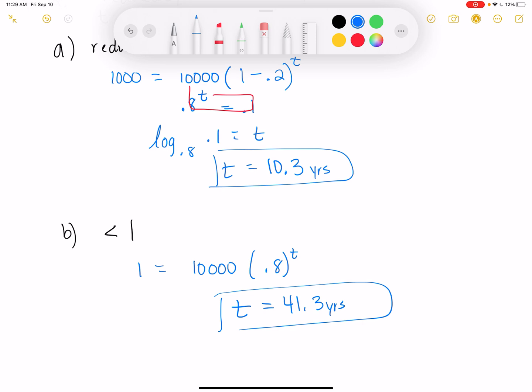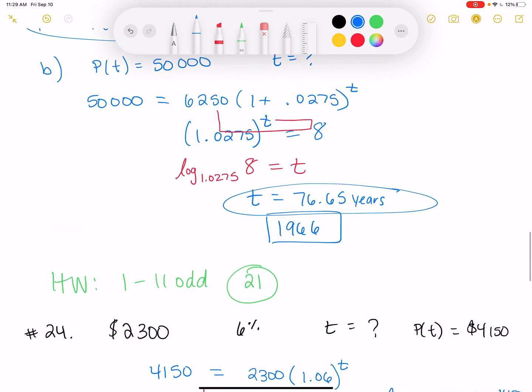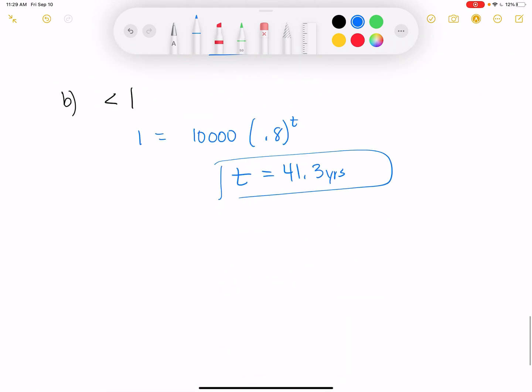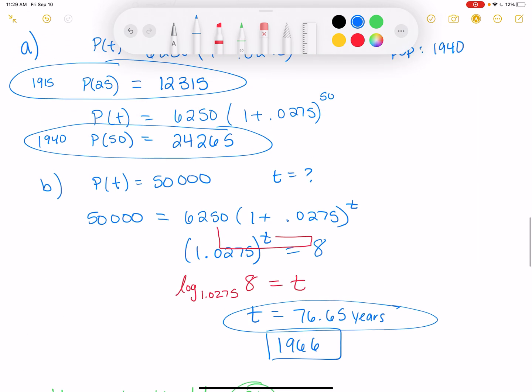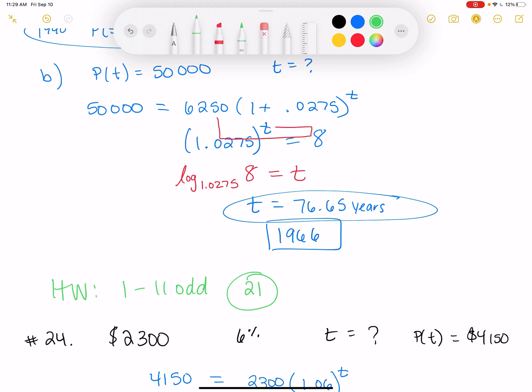So adding on to what I gave you yesterday, what was the last one I assigned? So I did 1 through 11 odd and then 21. I'm just going to scroll back up. I'm going to add on 27 and 38.